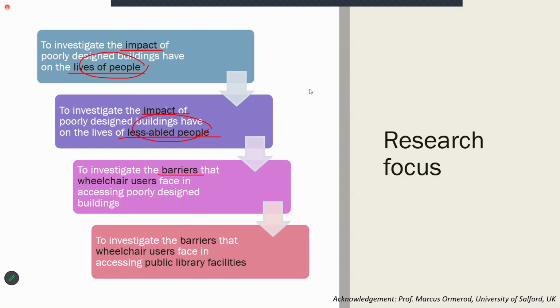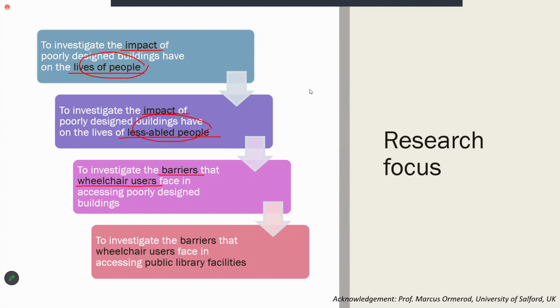Now, earlier we were talking about broad impacts, right? But from the third research, we are talking only about the barriers that wheelchair users face in accessing poorly designed buildings, right? Earlier, the first topic was about all the people. Second one, we narrowed it down to less able people. From the third one, we are focusing on the wheelchair users only, right?